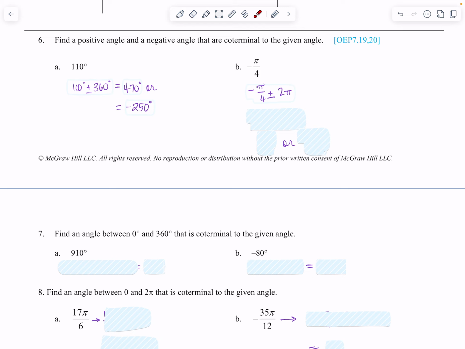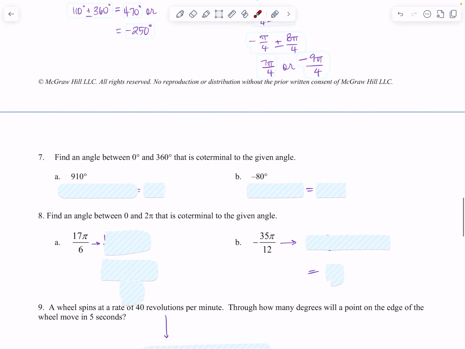All right, so when we take negative pi over 4 and we add or subtract 2 pi, I want you to think of 2 pi as the same thing as 8 pi over 4. Think of 8 over 4 as the same thing as 2. So negative pi over 4 plus 8 pi over 4 is going to be 7 pi over 4. And negative pi over 4 minus 8 pi over 4 is going to be negative 9 pi over 4. Again, there's an infinite number of answers, but these are the two closest answers.